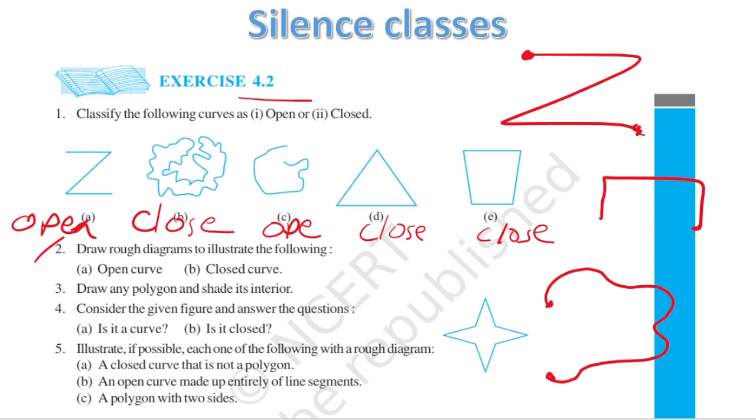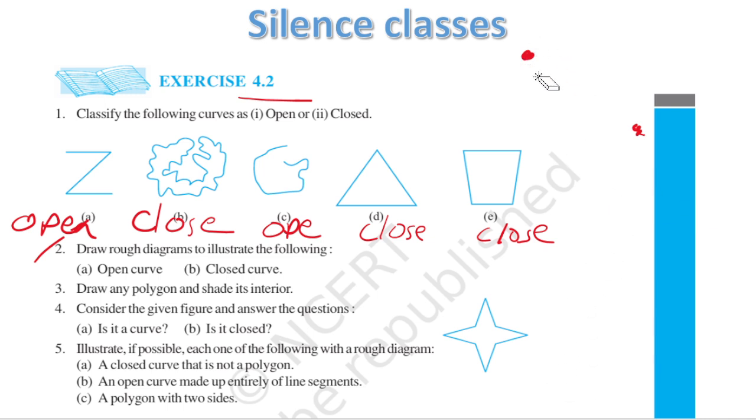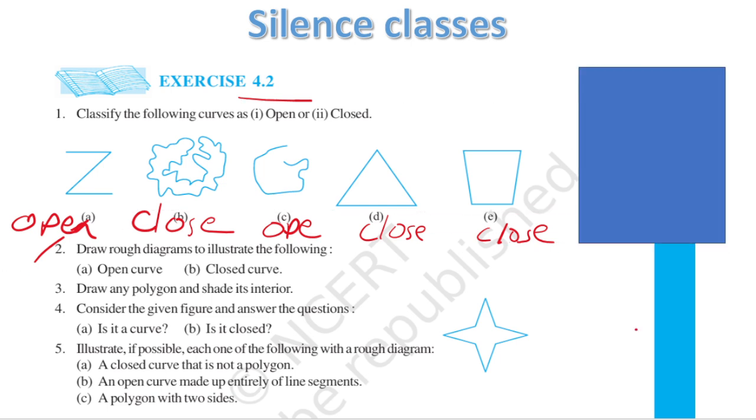Now we are talking about the closed curve. Closed curve means you don't know the end and the starting point. Let's say we draw like this. Do you know the end point and the starting point of this particular figure? No, you don't know the end and the starting point of this figure. It is a closed figure because all the ends are closed and you cannot find out where it started and where it ended. So it is a closed figure.